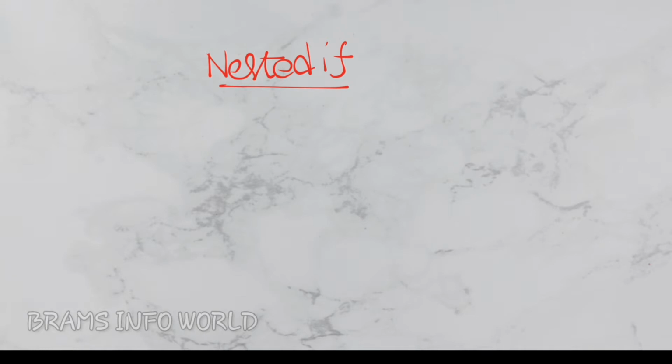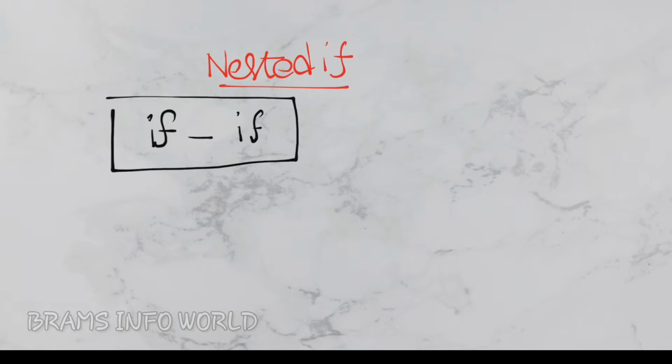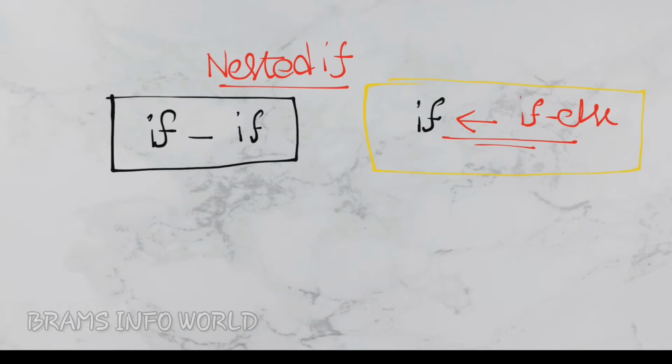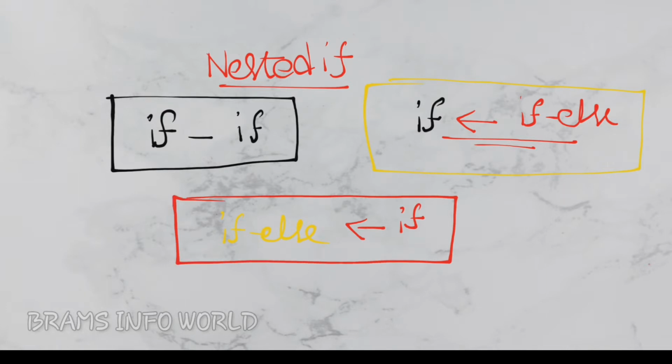Nested is nothing but an if within another if statement, or an if within an if else statement, or an if else within an if. Okay, so these are some of the possibilities of nested if. So an if within another if, we can call a nested if statement.